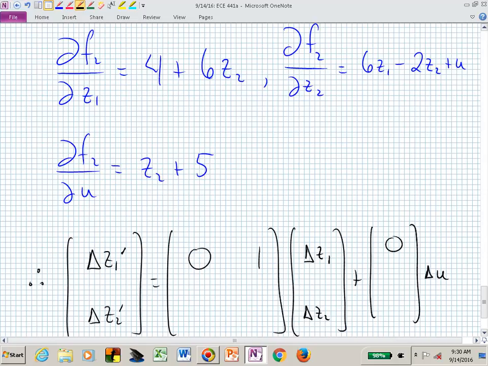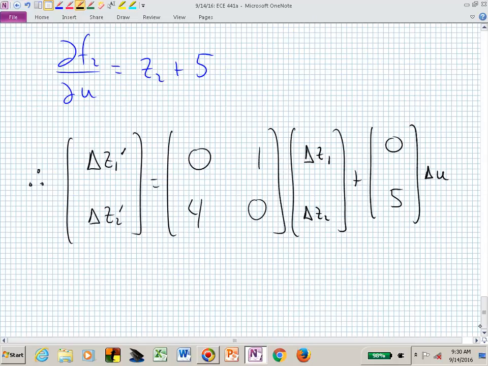What do we have in the 2-1 entry of our system matrix A? What value? 4. What value do we have in the 2-2 entry of A? And what about in the second row of our input matrix? 5. This is now our A matrix, or our system matrix, and our input matrix B.